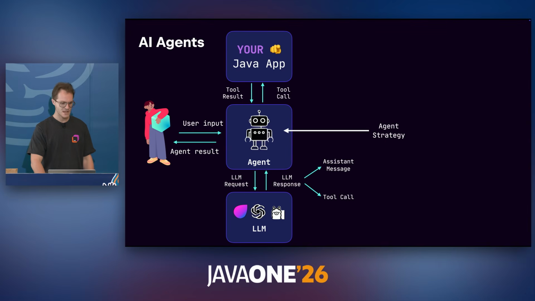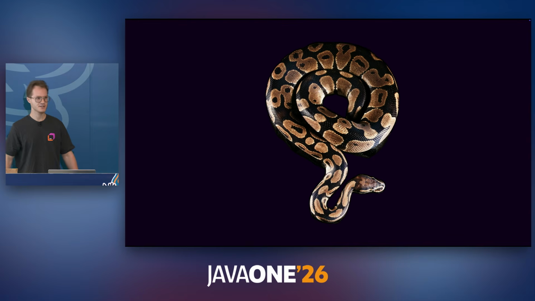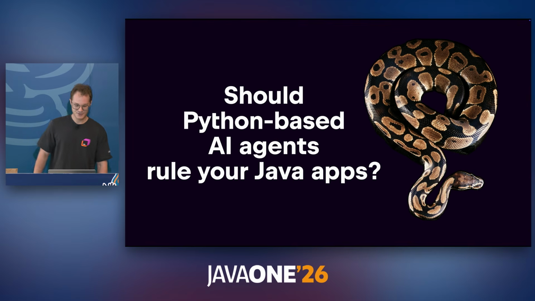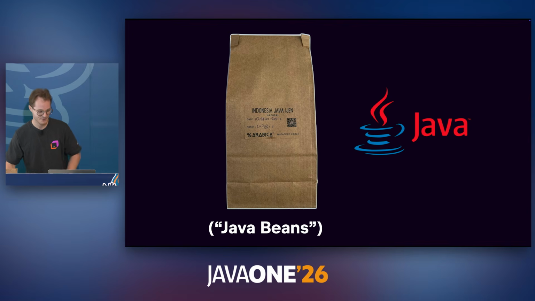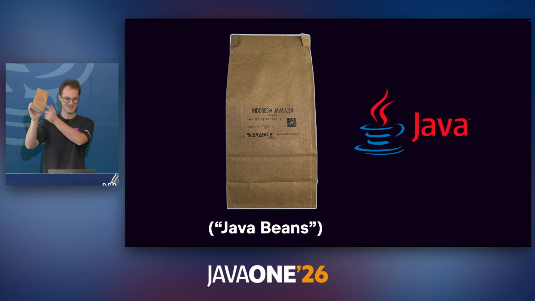Now let's talk about snakes. Anyone afraid of snakes here? Yeah? That's great. So if someone tells you that just because it's AI, it means that some Python-based AI agent should rule and orchestrate your Java application, well, don't listen to them. I have something better for you. As a coffee enthusiast, I have the original Java beans. Pretty great coffee.